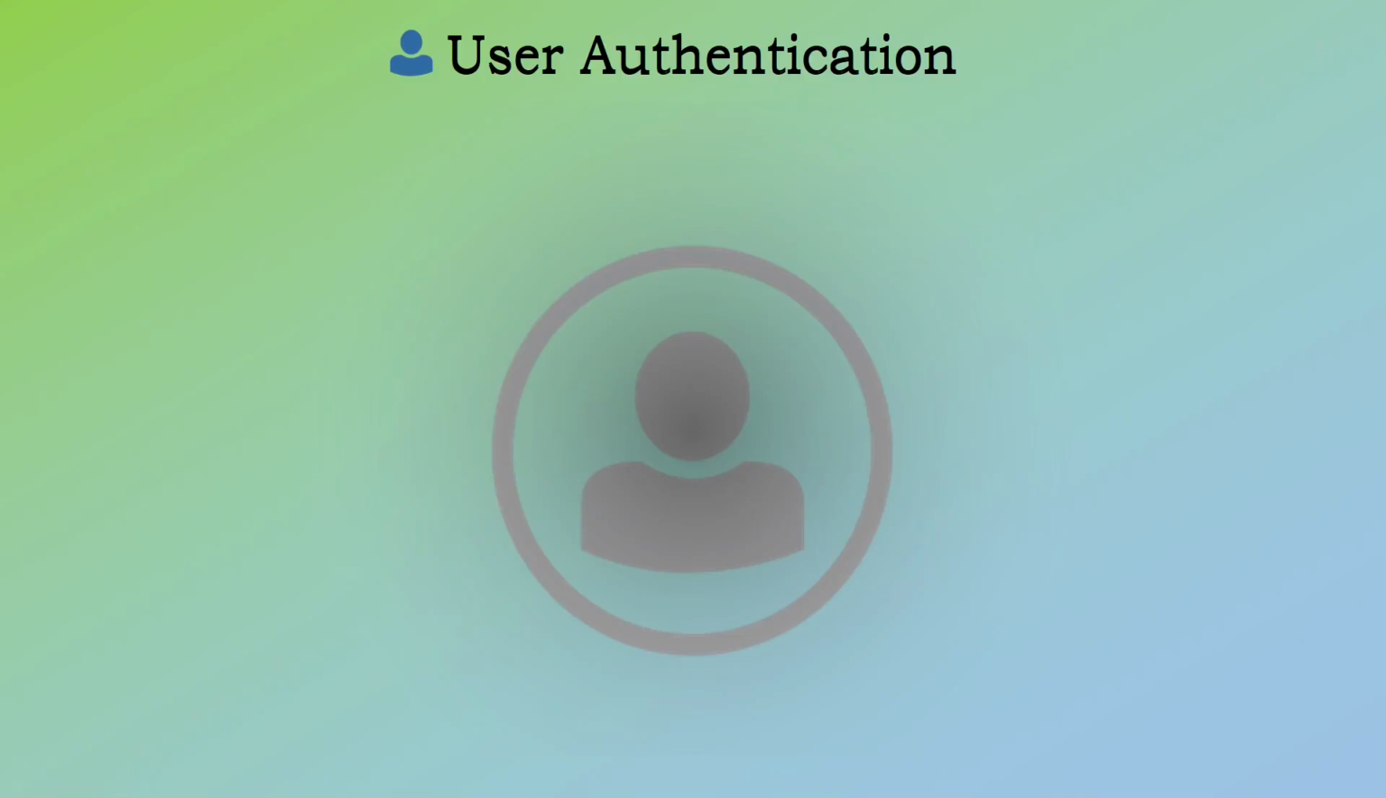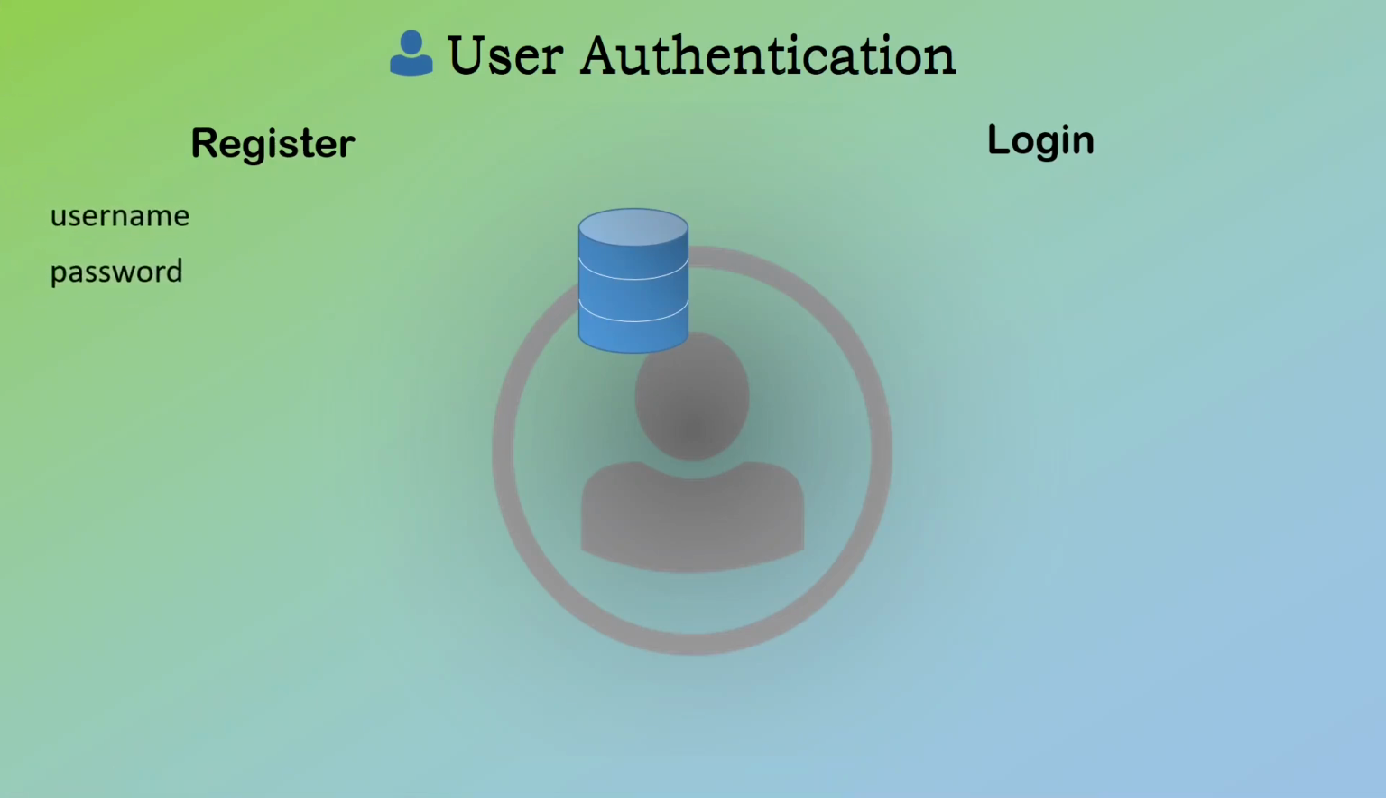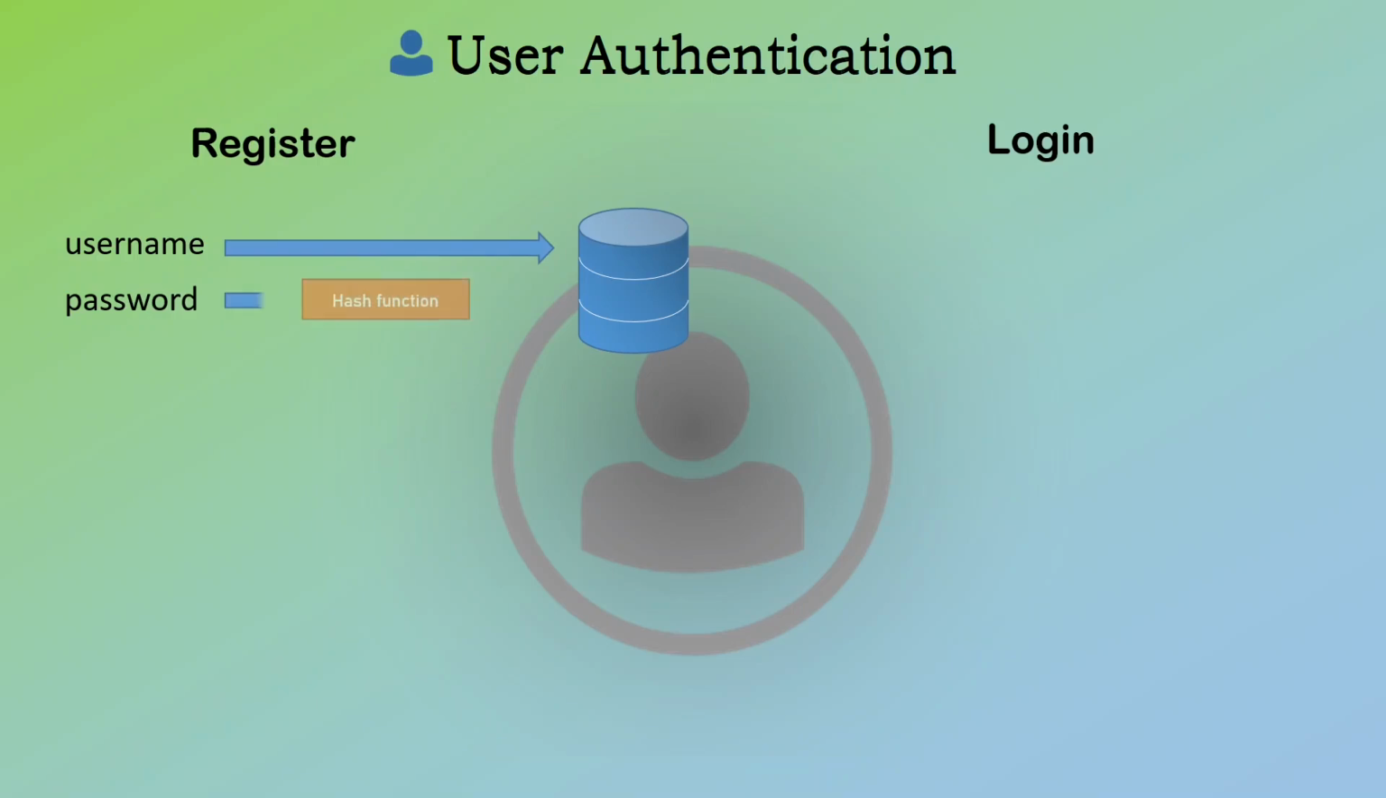In this tutorial, I'm going to be showing you the general process of the register and login functionality. First of all, we have a register and login and a database. Now the username and the password are being input from the front end, and the username is going to be stored directly into the database, but the password is going to go through something called a hash function.